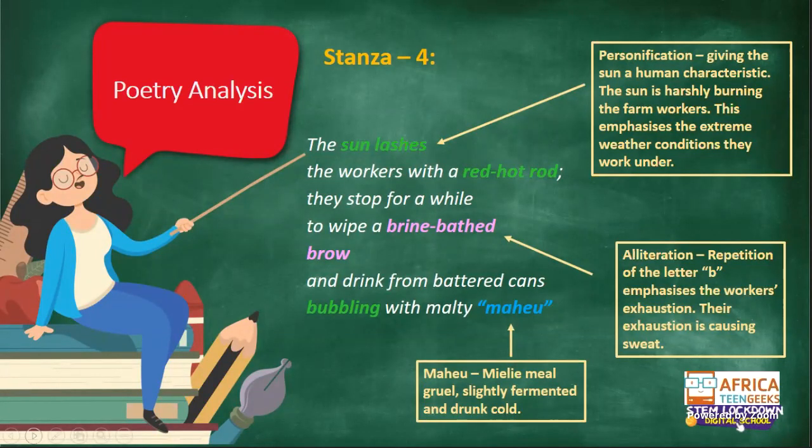Tyrese, brine is like sweat. Okay. So brine is usually what is used to marinate chicken. Brine is also like sweat. Okay. They didn't get drunk, Lionhearts. It's not a drink that is meant to get you drunk. It's a drink that is meant to give you energy.